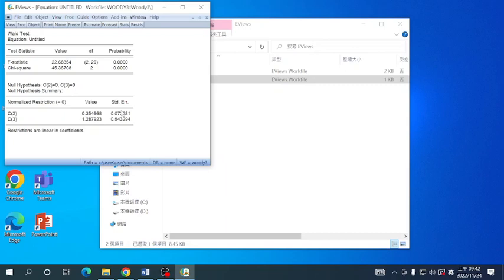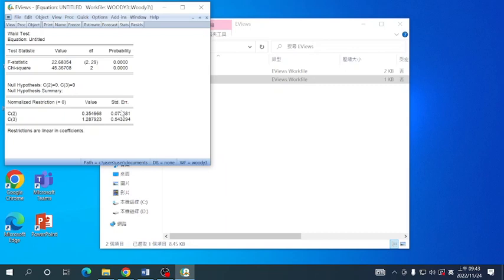Okay? So this one, you should get it from EViews. You are not able to get it from the original output of the equation, because this is only the partial test. Okay?